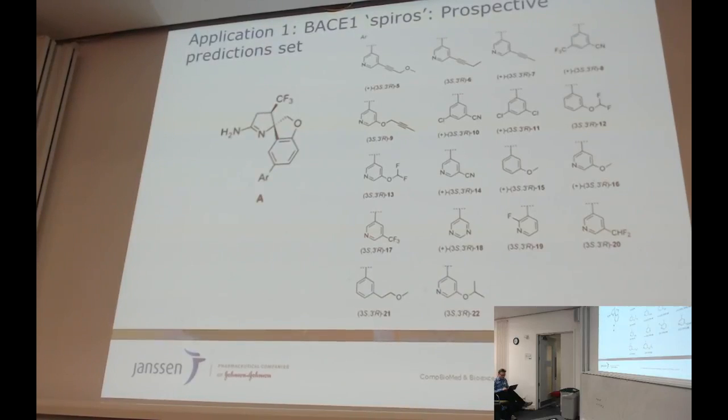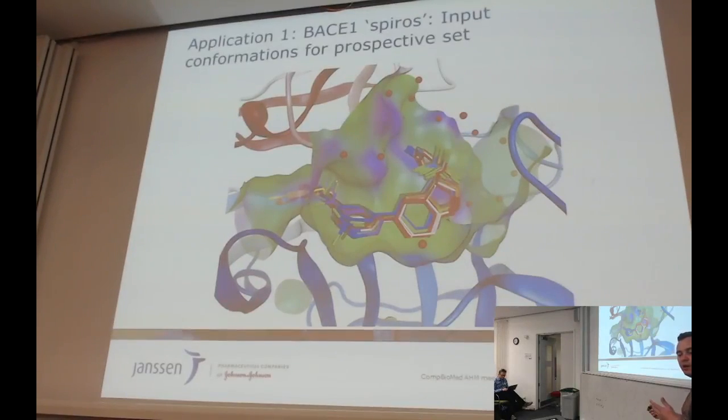So moving to our prospective application, what we had was this scaffold, the scaffold we were interested in, we made this intermediate. We proposed with the chemist around 18 different analogs to start with, and we ran all of these in FEP in the same way. These starting geometries weren't quite as well conserved, and that's because there's no crystal structure of this series that we're looking at, so we docked these compounds, these are docking starting points.